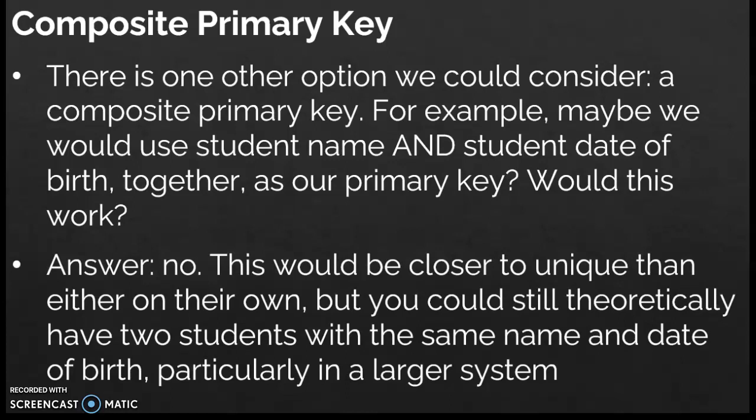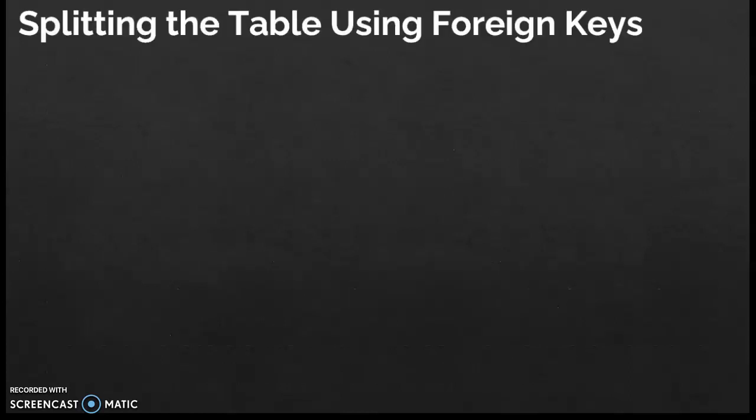This would be closer to unique than either on their own, but you still could get two students who have the same name and the same date of birth. It could happen, right? And that's why it's an issue. It could throw up a problem there, particularly in a large system. So, what do we do? The best way to do it is to split the table up making use of what's known as foreign keys. And foreign keys are basically primary keys from another table.